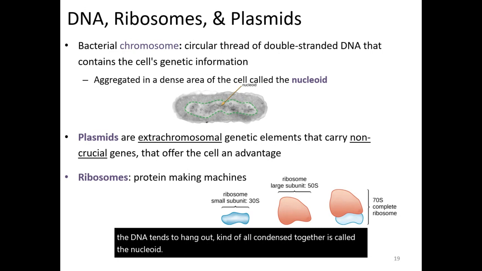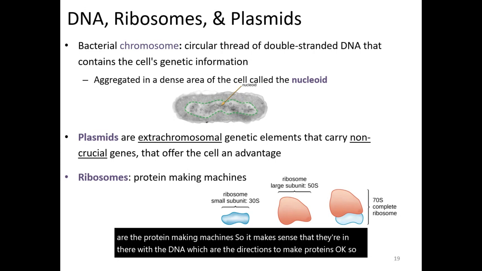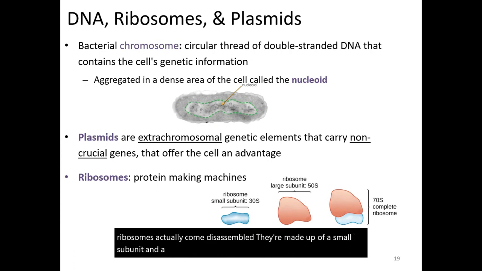And also in that jelly-like fluid are going to be ribosomes. Ribosomes are the protein-making machines. So it makes sense that they're in there with the DNA, which are the directions to make proteins. Okay? So ribosomes actually come disassembled. They're made up of a small subunit and a large subunit. And when it's time for the cell to make proteins, they assemble together to form a complete ribosome.